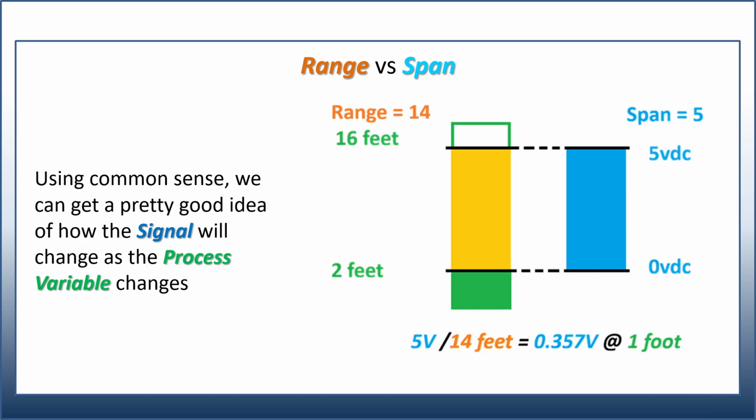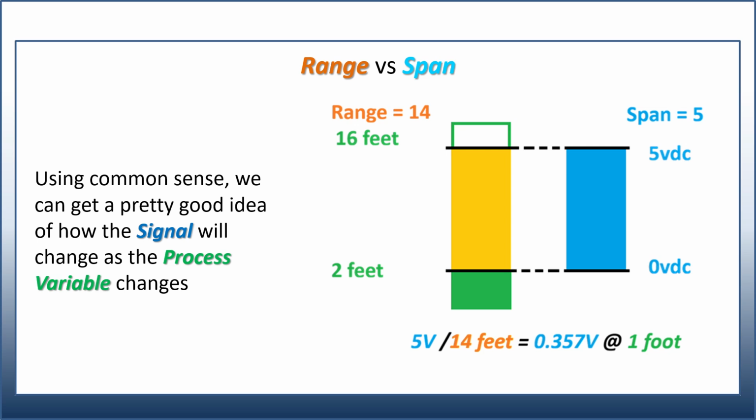Using some common sense, we can get a pretty good idea of how the signal will change as the process variable changes. Let's say our tank has 16 feet of possible water depth, but we're not going to count the bottom 2 because we always want to have at least 2 feet of water in the bottom of our tank. That would give us a process variable range of 14 feet of water.